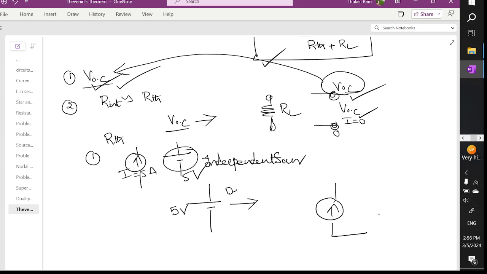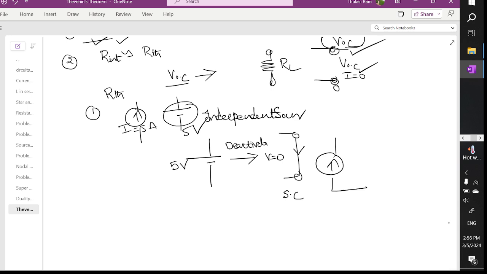So what is the concept of deactivation? Deactivating this means we want to make this voltage 0. How can we make this voltage 0? We short circuit. When you deactivate, we are going to perform a short circuit. When we short circuit, what will happen? The current becomes maximum. This current is called the short circuit current, and it is the maximum.